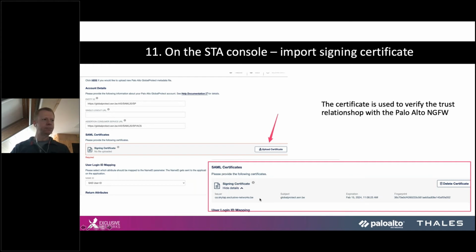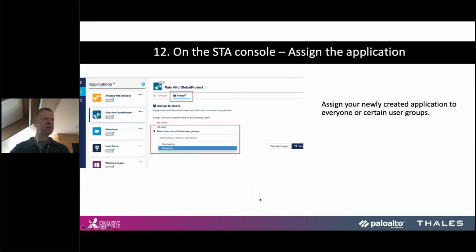So yeah, next thing we need to do is, the app is created, but we still have to assign it to our users. Because if we don't do that, the app will not be available to any user. So we have to choose either no users, that's the default, all users, or specific Active Directory groups. If we choose marketing, then people from engineering will not be able to access this application.